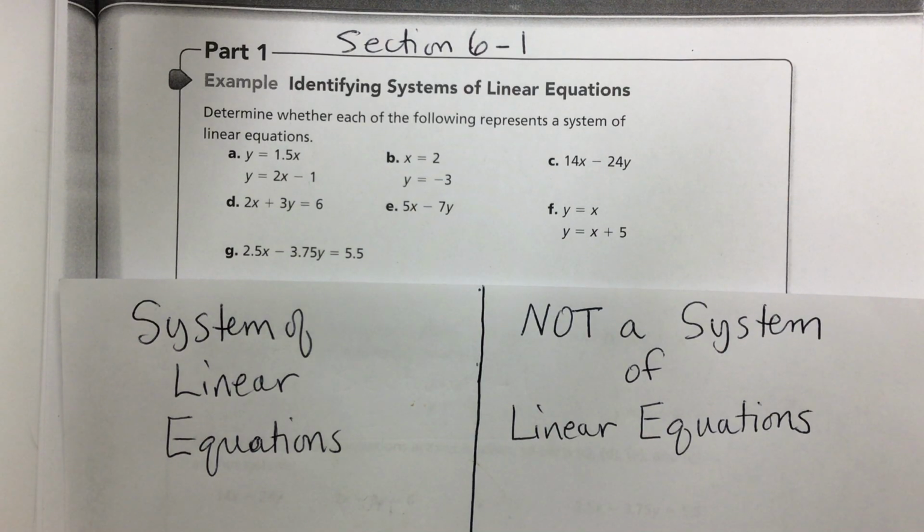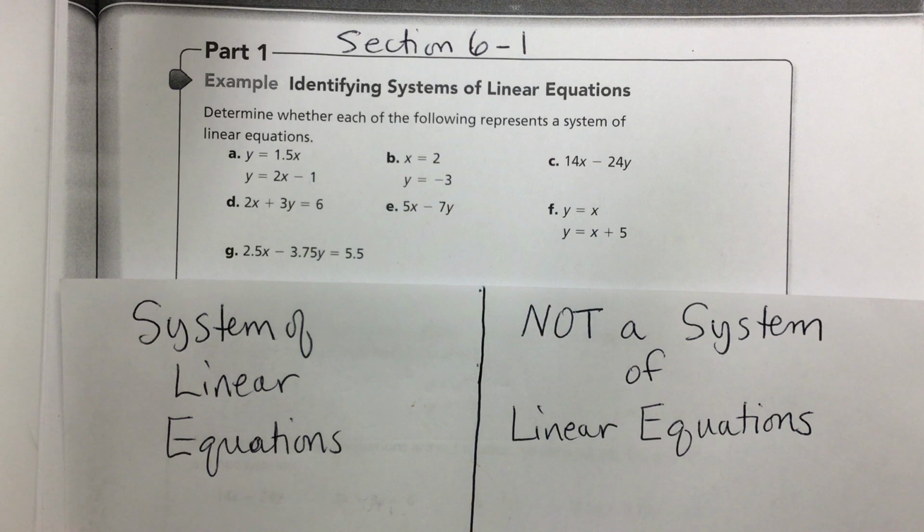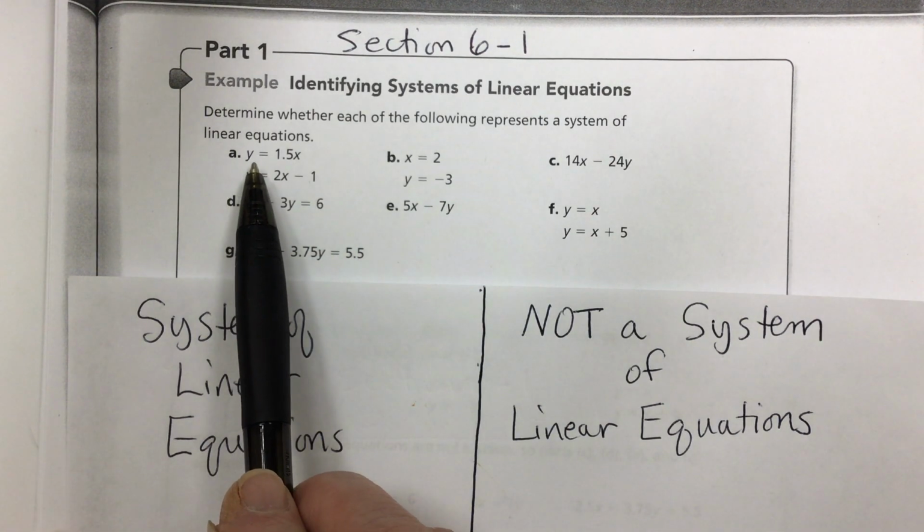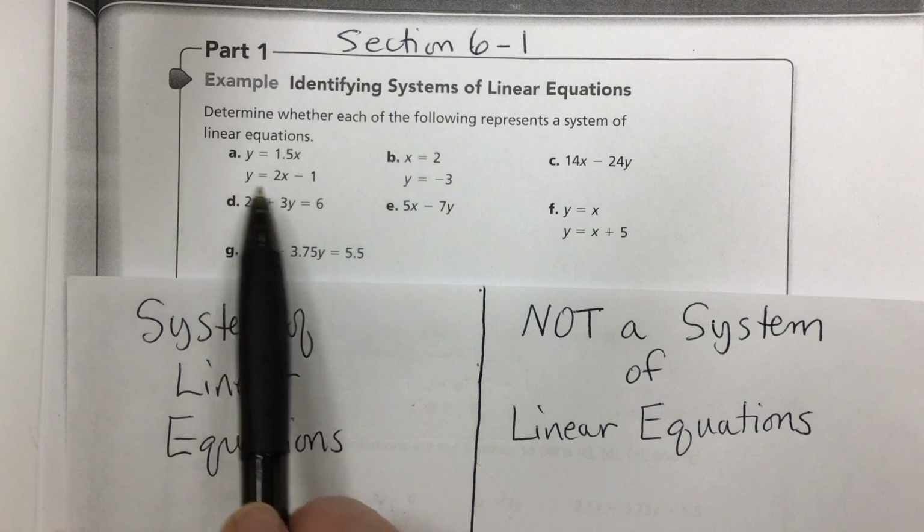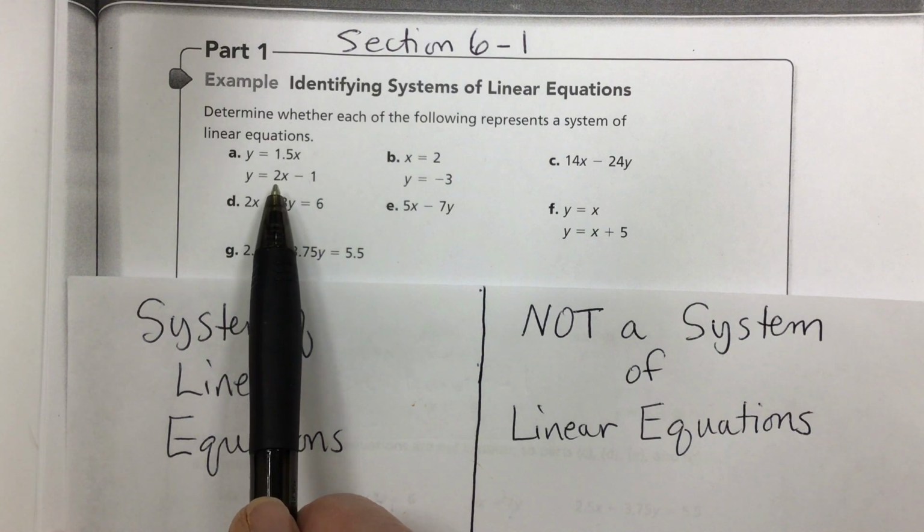Section 6-1, Part 1. This is an example of identifying systems of linear equations. Determine whether each of the following represents a system of linear equations. So let's look at A part. Is this a system of linear equations?